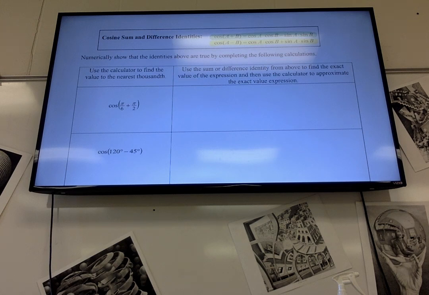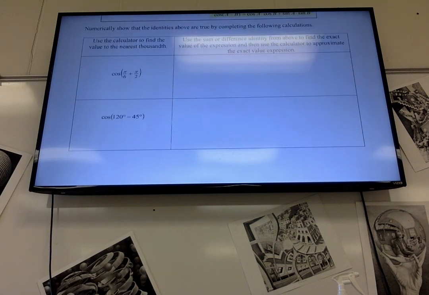All right, so it says use the calculator. No, we're not going to do that. Use the sum and difference identity from above to find the exact value of the expression, then use the calculator. No, I don't want to use the calculator. All right, so we have cosine of pi over 6 plus pi over 2. Here's A, and here's B.